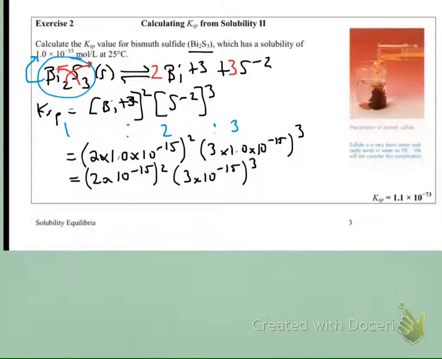This one we're not going to do any mental math. It's a little trickier than the last one, and so we plug this into our calculator, and KSP is going to equal, with two significant figures, 1.1 times 10 to the negative 73rd. That is very insoluble.